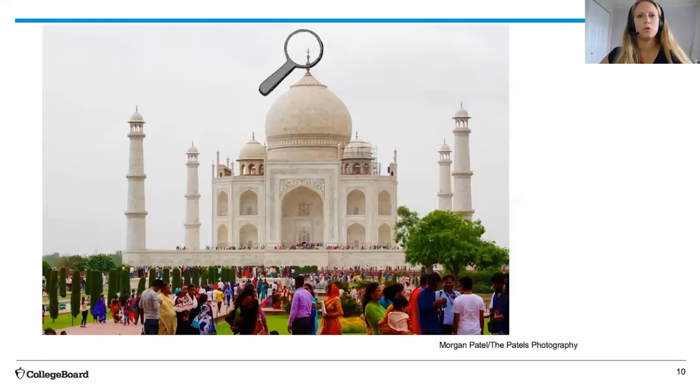All right, let's use this cool magnifying glass for another one. So these next photos are a great example of how religion can frequently show up in architecture.